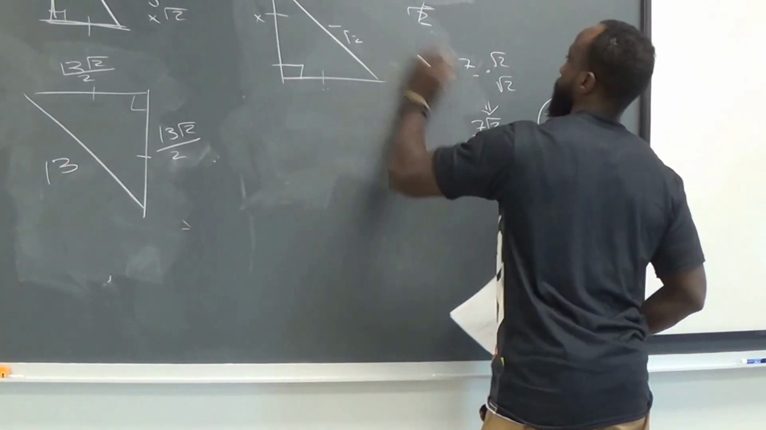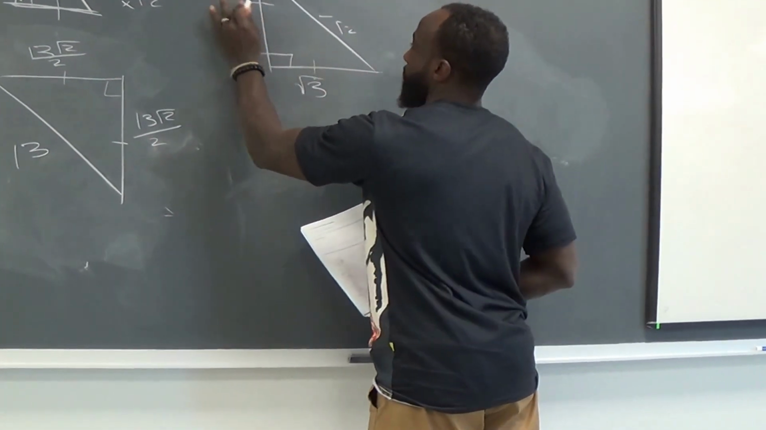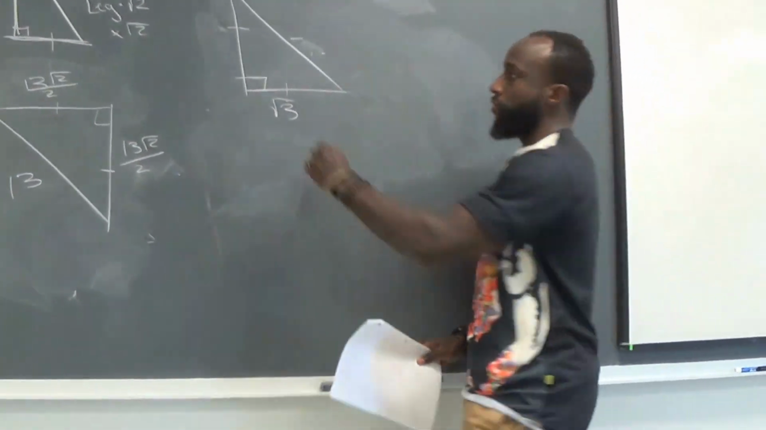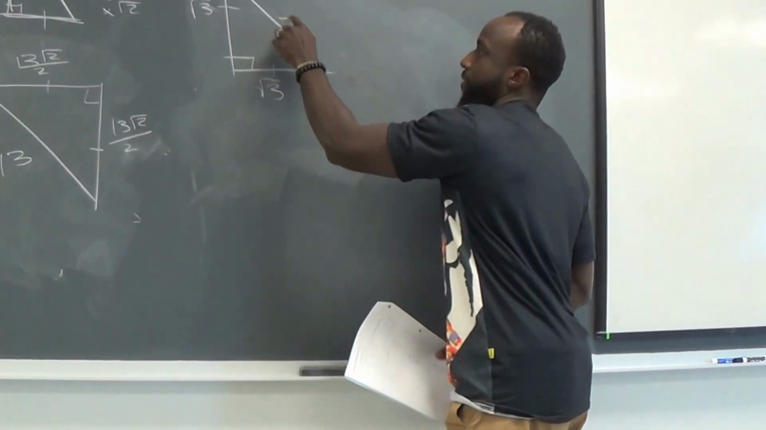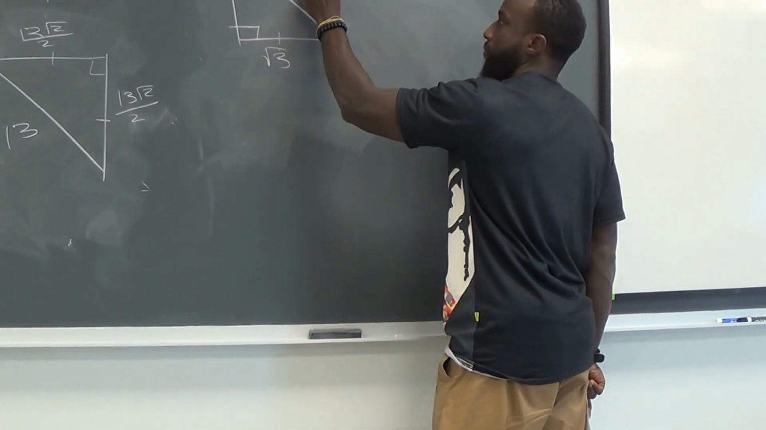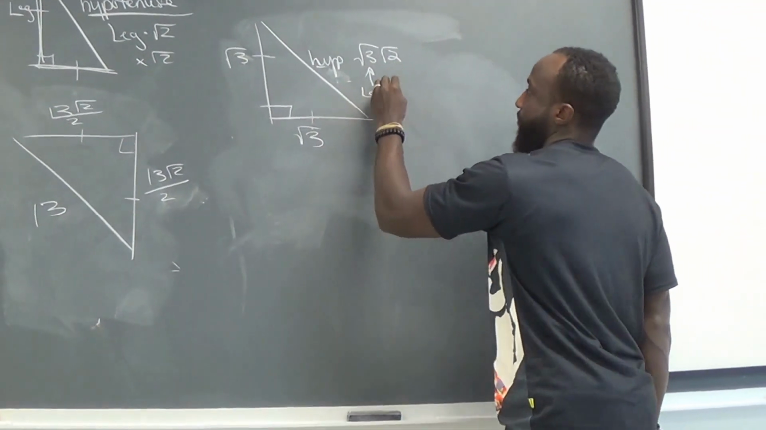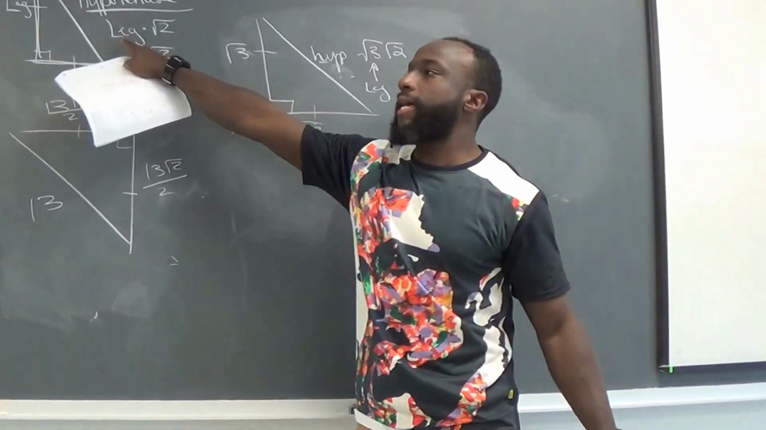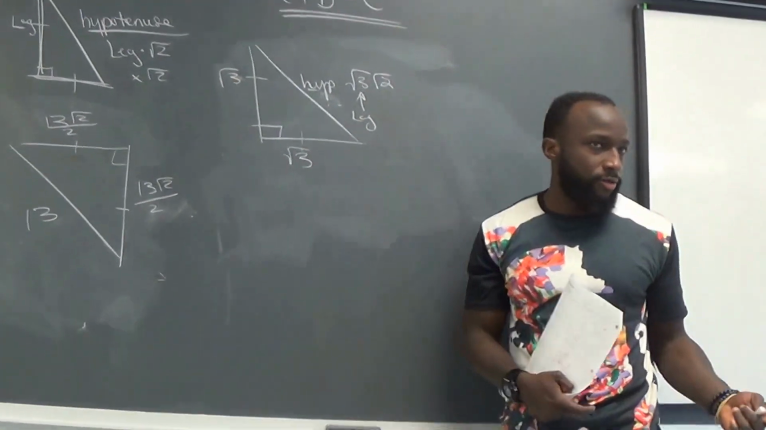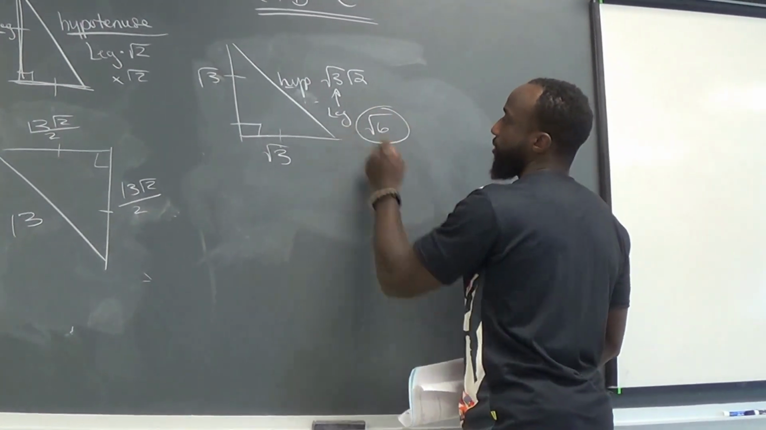What if I give you this as a leg? What if I say the leg is root 3? What's the measure of this other leg? Root 3. What's the measure of the hypotenuse? Root 3 times root 2. Very good. This is the leg, and the rule is it's the leg times the square root of 2. So then you just simplify this. The square root of 3 times the square root of 2 is the square root of 6. That is your hypotenuse.